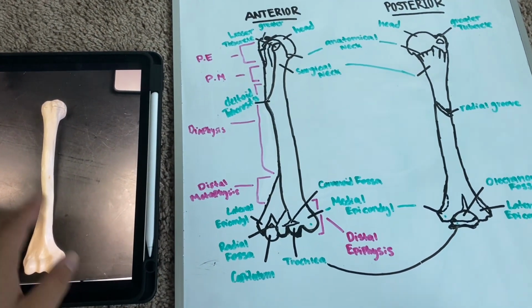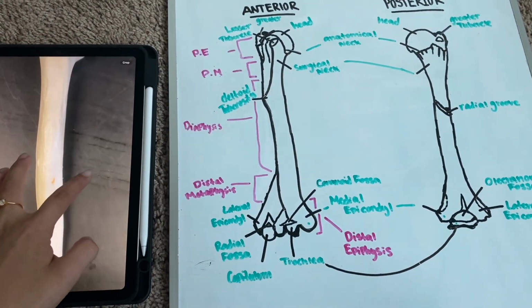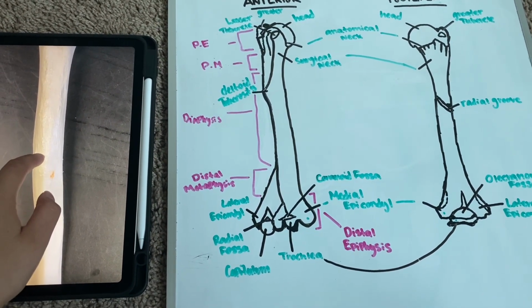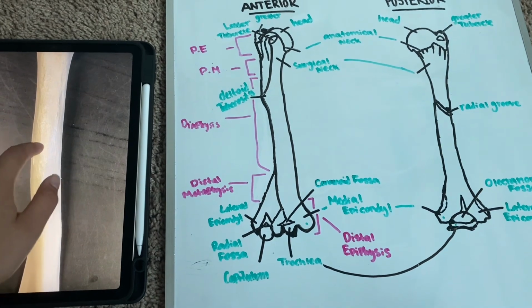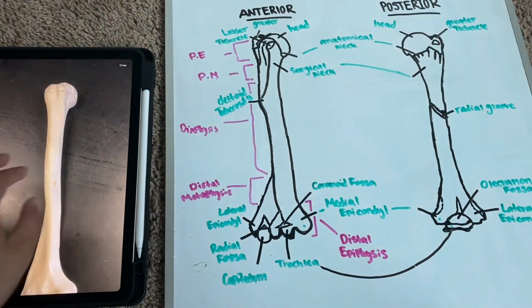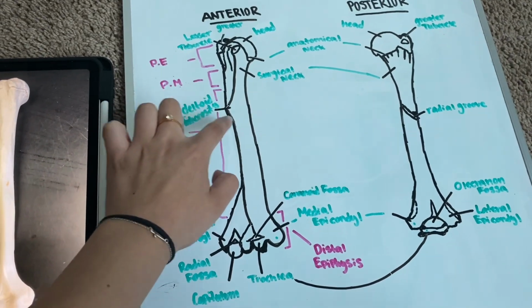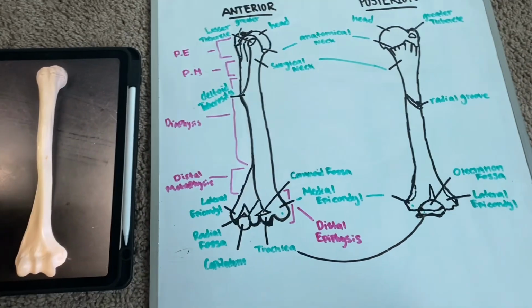Next up is the deltoid tuberosity, which is in this region. You just can't tell on the plastic bone because it's plastic and it's not really well formed on here, but it is like a bump that it forms on the bone.